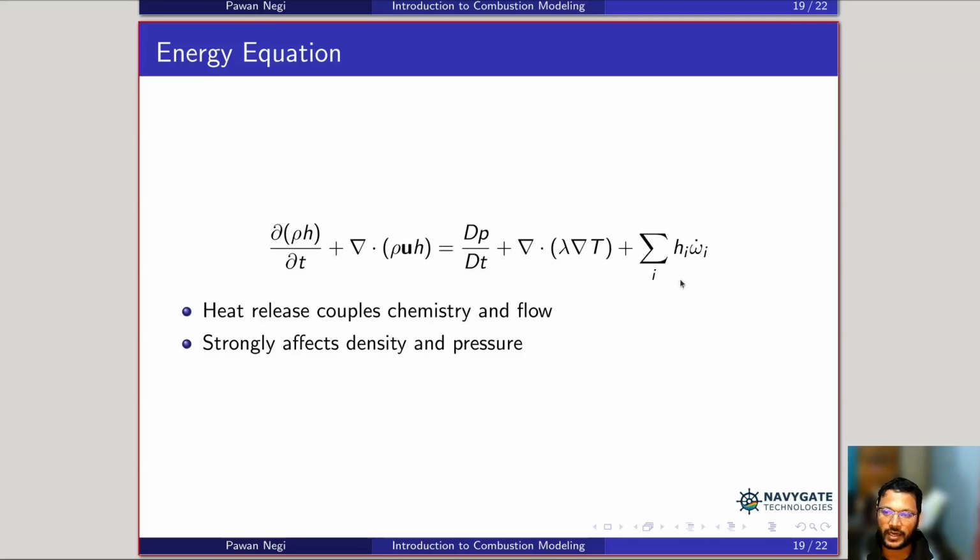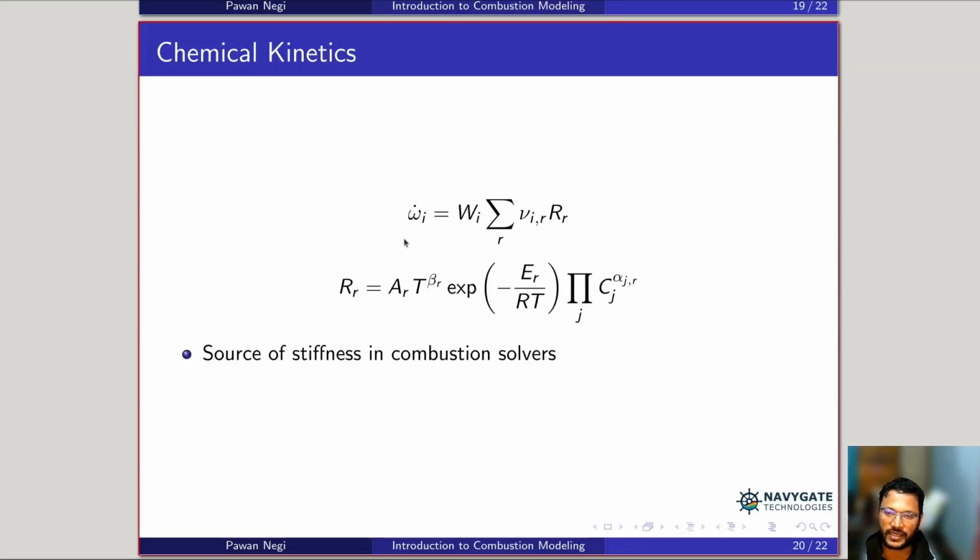This is the chemical kinetics, which is just the rate of species that is being generated as a function of this reaction rate, which is obtained from the Arrhenius equation, which is this. And these coefficients are determined using experiments, and they are already present in the literature. This is the source of stiffness in the combustion solver. This particular equation should be computed for each and every species, and this motivates the reduced chemistry model.